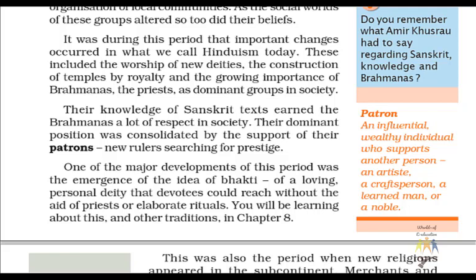Patron. An influential, wealthy individual who supports another person, an artist, a craftsperson, a learned man, or a noble. Their knowledge of Sanskrit texts earned the Brahmanas a lot of respect in society. Their dominant position was consolidated by the support of their patrons, new rulers searching for prestige.